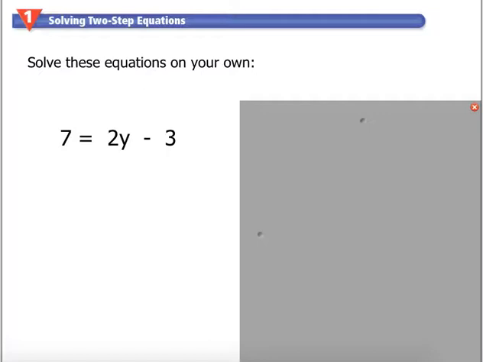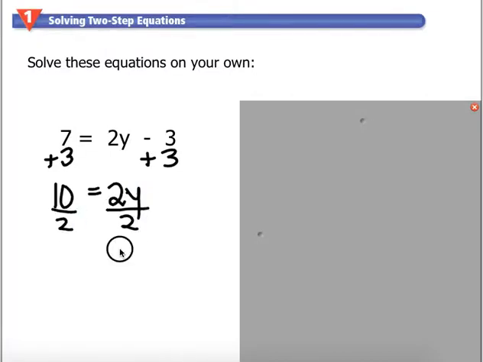We have 7 equals 2y minus 3. If we want to get rid of the addition and subtraction first, I need to get rid of this negative 3. In order to get rid of a subtraction, I need to add it to each side. So I add 3 and get 10 equals 2y. Now that I've gotten rid of my addition and subtraction, I can get rid of multiplication and division. Since I have 2 times y here, the way to get rid of multiplication is division, so I divide by 2 and get y is equal to 5.